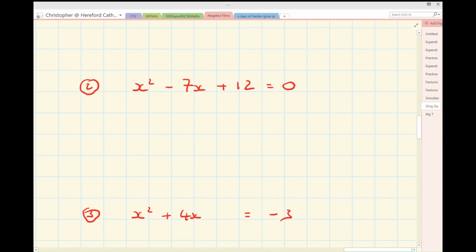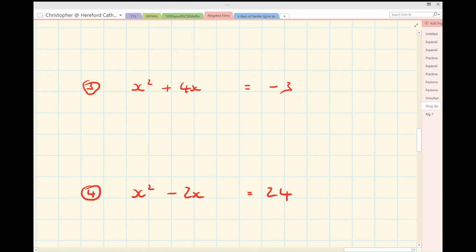Number 2, factorise the left-hand side. Pause the film if you want to do it before me. So it's going to be x and x, multiplying to a positive 12, but adding to a negative. It's going to be 4 and 3. So I factorise the left-hand side, and now I can simply read off my possible answers for x.